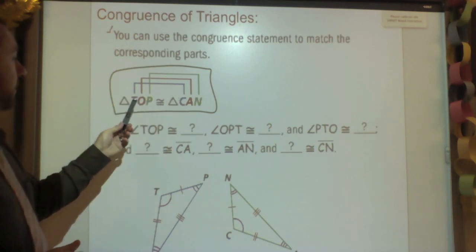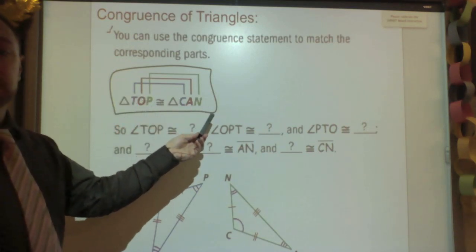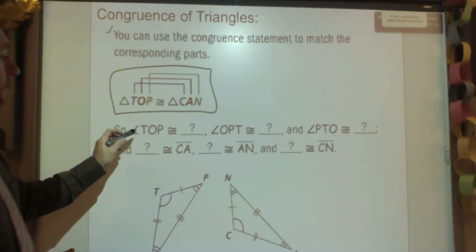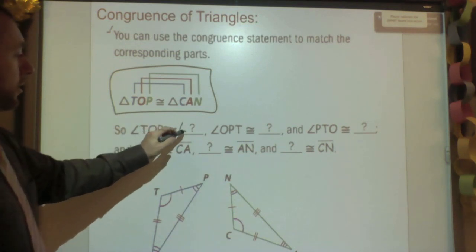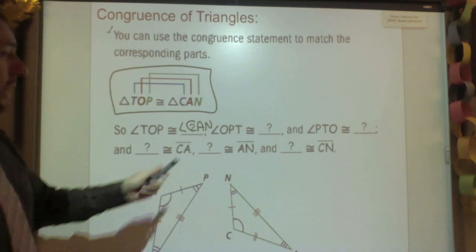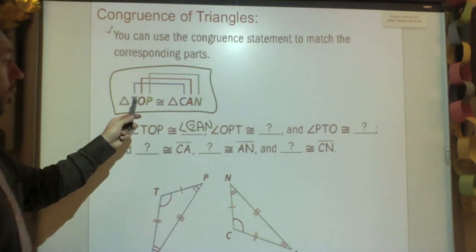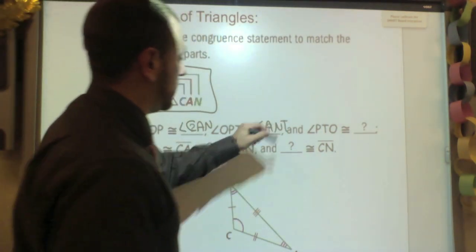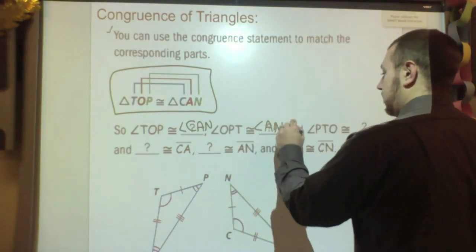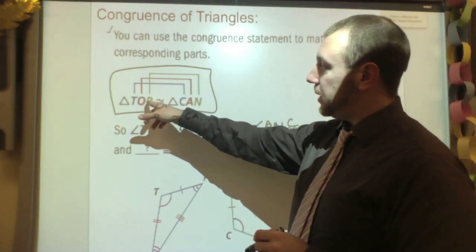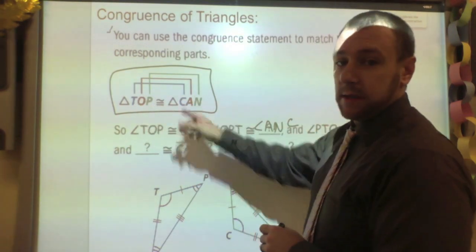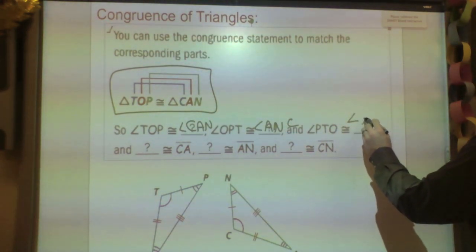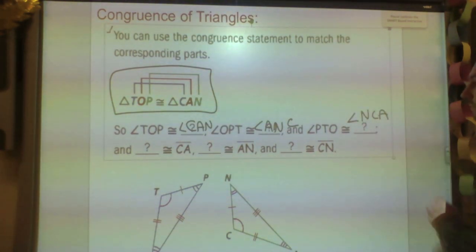T would go to C, O would go to A, P would go to N. So we can answer questions like this. Angle TOP, remember that's the angle symbol, is congruent to angle CAN. Angle OPT is congruent to ANC, because O matches up with A, P matches up with N, T matches up with C. Angle PTO is congruent to NCA.